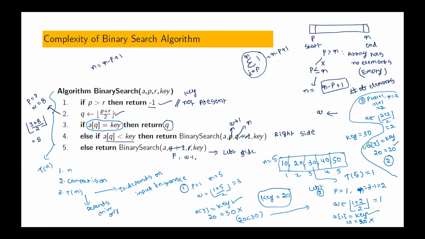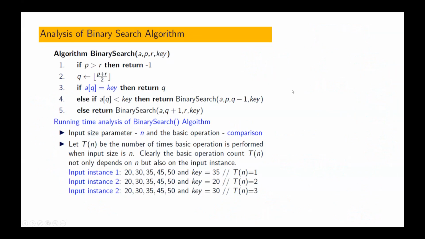That means for the same input size, the number of times the operation is performed varies. Hence we have different cases: best case, worst case, average case. Is it clear? The input size is n and the basic operation is comparison. So it not only depends on the input size, the basic operation count also depends on the actual values in the input, that is, the input instance. Then we will have different cases. This is an example.